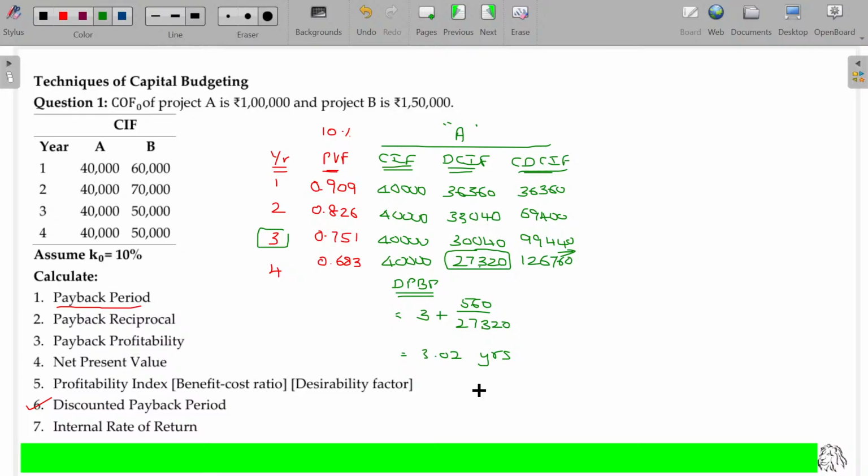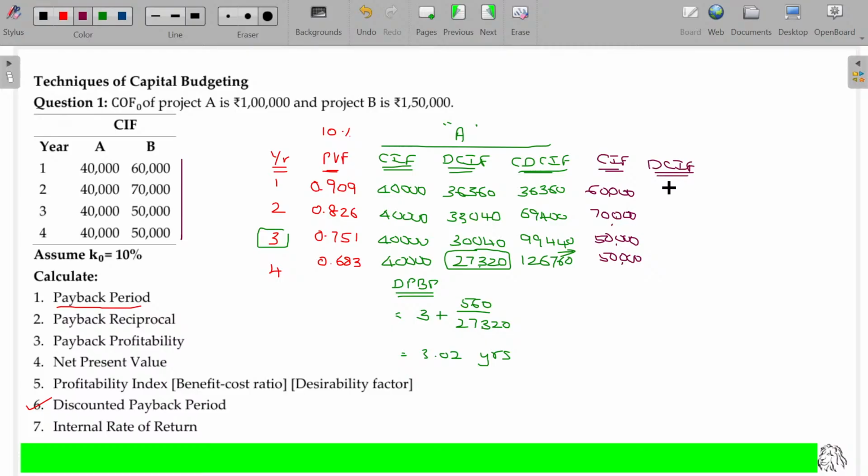Let's now move on to project B. You repeat the same process for project B also, no problem here. Let's see. Cash inflow for project B, this much for every year: 60 in the very first year, 70 in the next year, 50 in the third year, another 50 in the fourth year. So 4 years. I need to find out the discounted cash inflow.